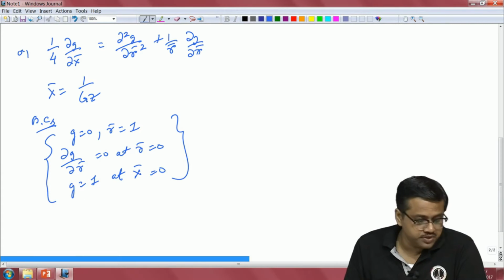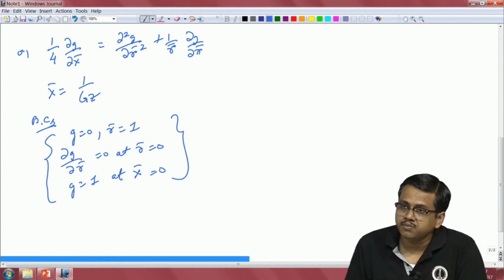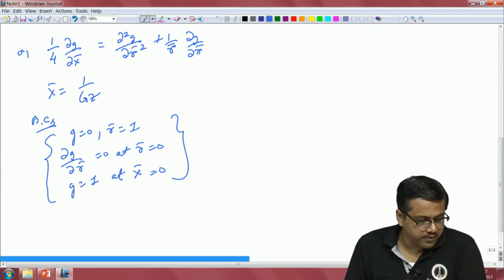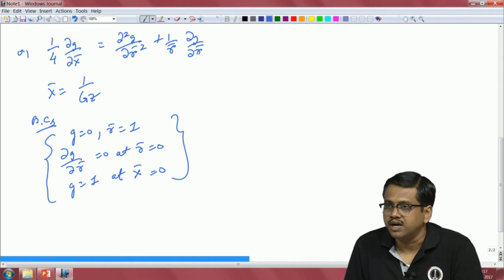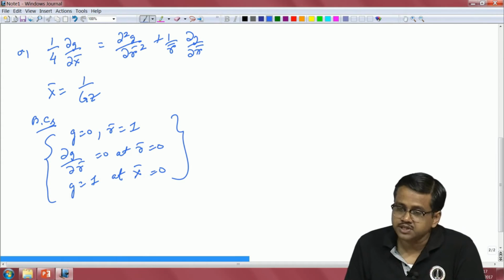And at x bar equal to 0, that is at the point of the inlet, where t is equal to t in, g should be equal to 1. So, these are the three boundary conditions that we have.